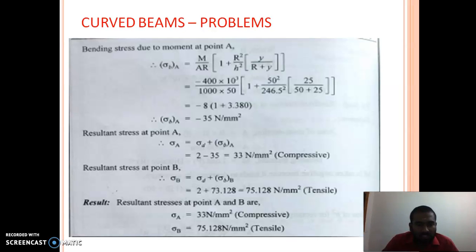So resultant stress at point B: 2 plus bending stress at point B due to moment is 73.128. Upon adding, you will be getting 75.128 Newton per mm square, which is tensile in nature.